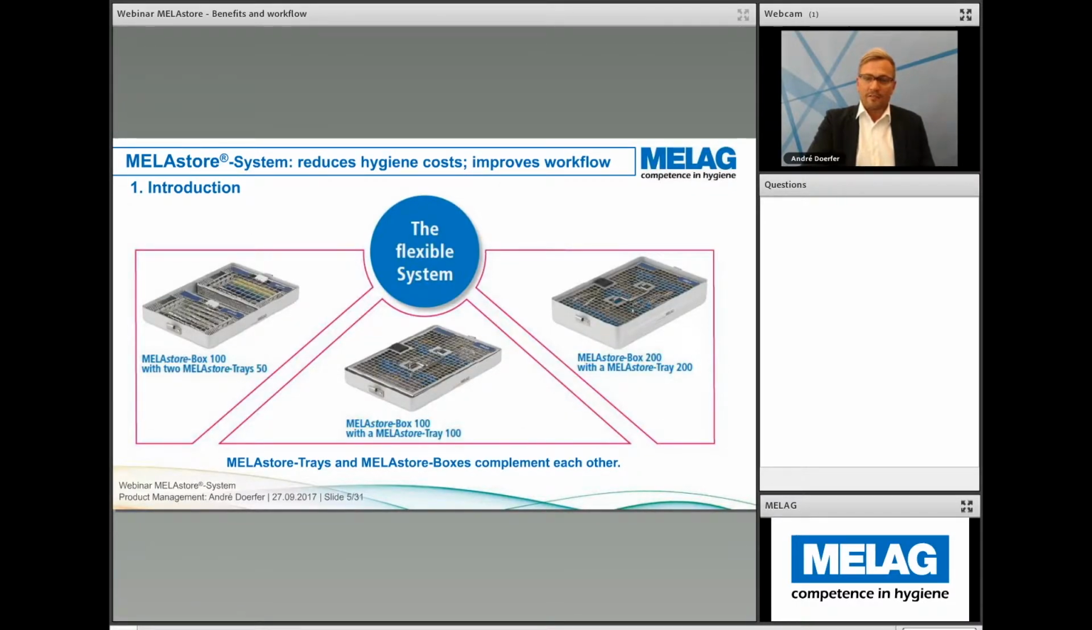So the MELAstore system is very flexible, which means that MELAstore trays and MELAstore boxes are compatible and can be combined as shown above in the figure. For example, two MELAstore trays 50 can be placed in one MELAstore box 100, and a MELAstore tray 100 or 200 can be placed into the corresponding MELAstore boxes.